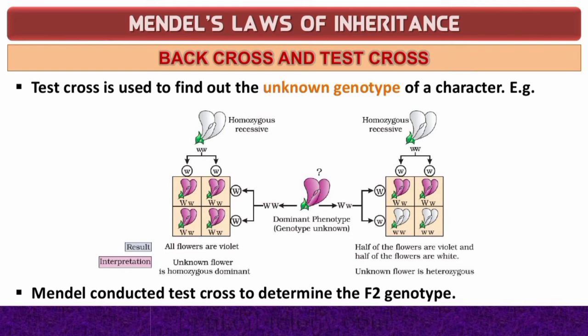As a result, when white was cross fertilized with violet, we will see flowers of violet color. Whereas half white and half violet were formed when the unknown flower is heterozygous. When the unknown flower is homozygous dominant, then all flowers will be violet. So we can conclude that a test cross can be used to determine what will be the genotype of the F2 generation.